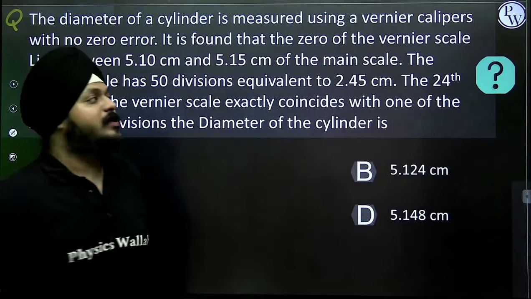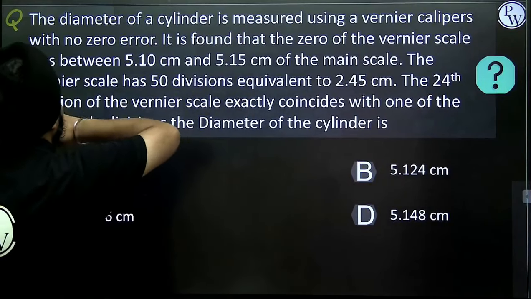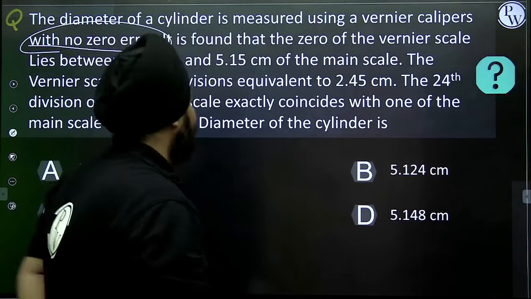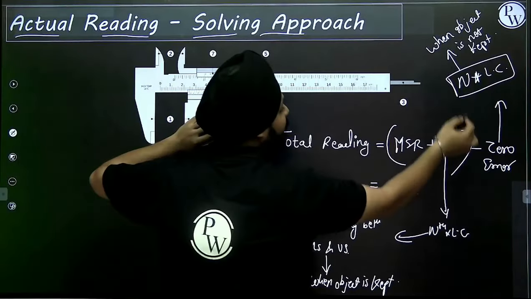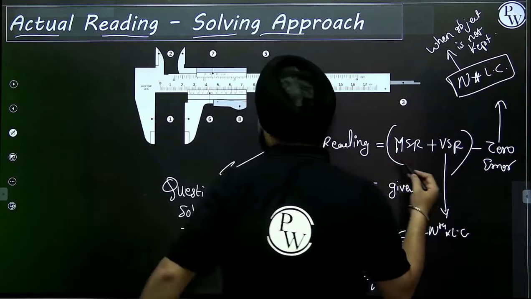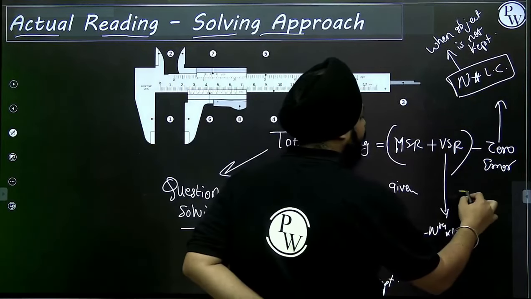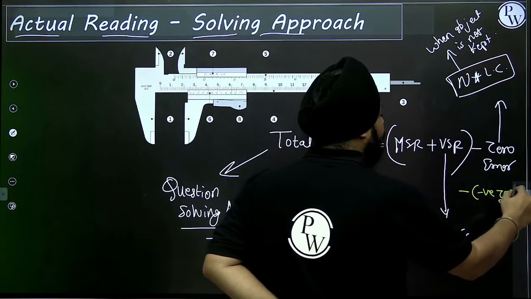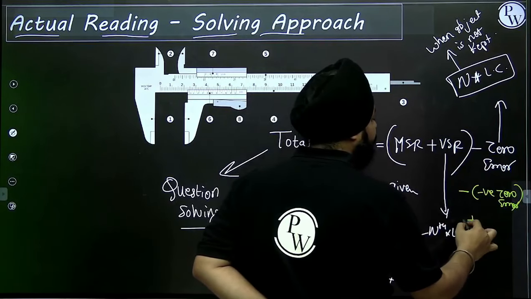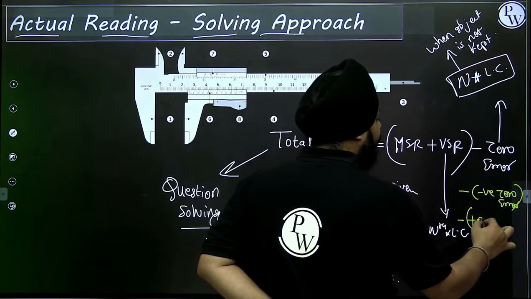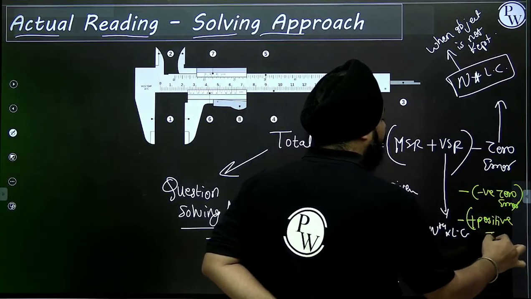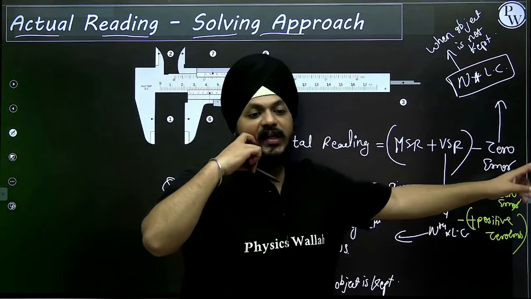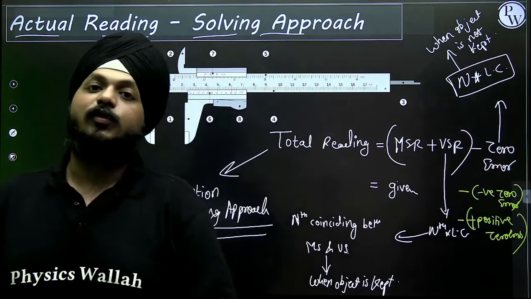The diameter of a cylinder is measured using the calipers with no zero error. See, you are lucky, no zero error is given. But if I'm talking about the zero error here, suppose it is a negative zero error, then we can write it as negative of negative zero error, so it will get added into the total value, and if it is a positive zero error, then it will get subtracted from the actual value. Zero error is of two types, we already discussed that.